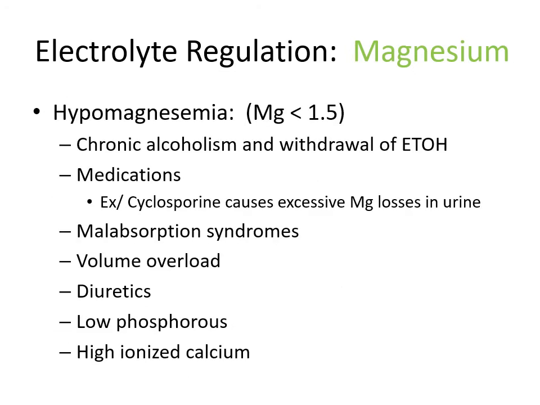So hypomagnesemia, less than 1.5, is seen with diseases such as chronic alcoholism or withdrawal from alcohol. Medications such as cyclosporine can cause excessive magnesium losses. Other causes include malabsorption syndromes, volume overload, diuretics, low phosphorus, or high ionized calcium.